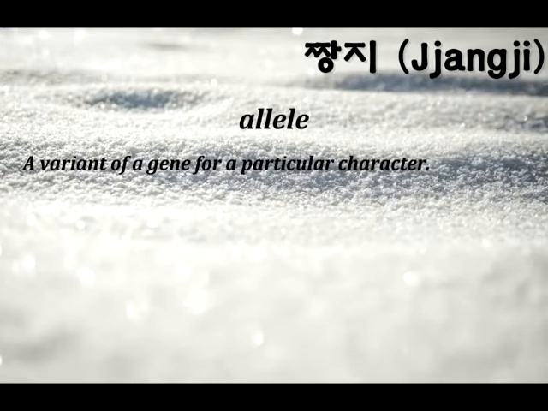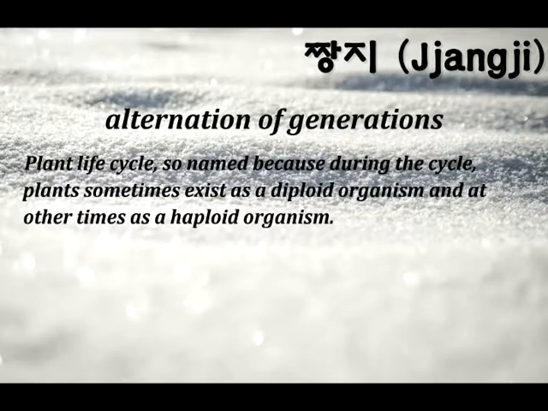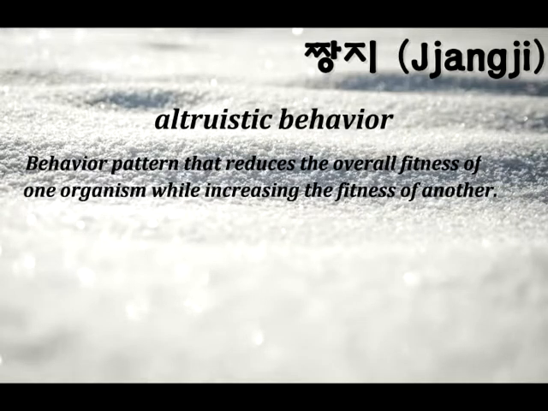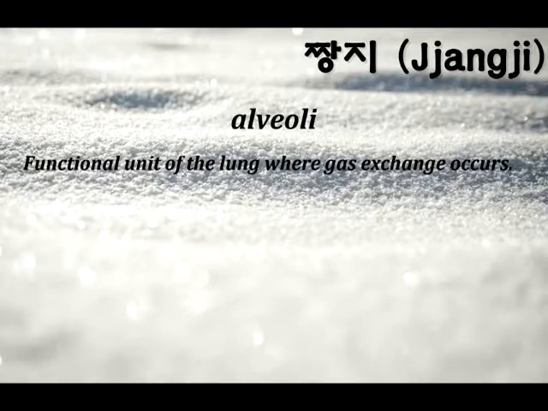Allele, a variant of a gene for a particular character. Alternation of generations. Plant life cycle, so named because during the cycle, plants sometimes exist as a diploid organism and at other times as a haploid organism. Altruistic behavior, behavior pattern that reduces the overall fitness of one organism while increasing the fitness of another. Alveoli, functional unit of the lung where gas exchange occurs.